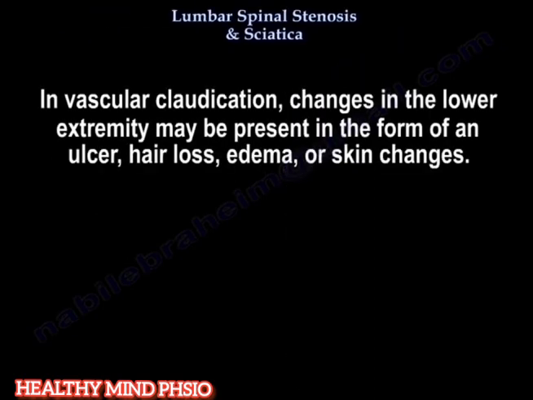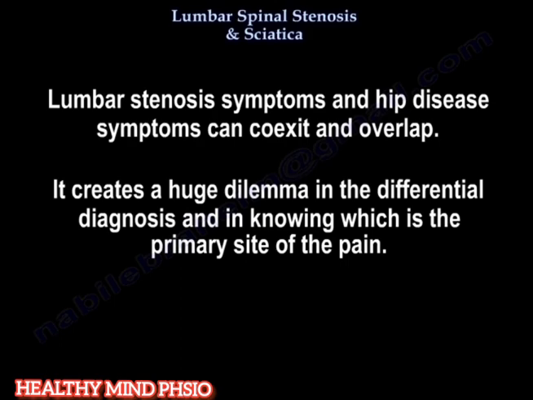In vascular claudication, changes in the lower extremity may be present in the form of an ulcer, hair loss, edema, or skin changes. Lumbar stenosis symptoms and hip disease symptoms can coexist and overlap. It creates a huge dilemma in the differential diagnosis and in knowing which is the primary site of pain.